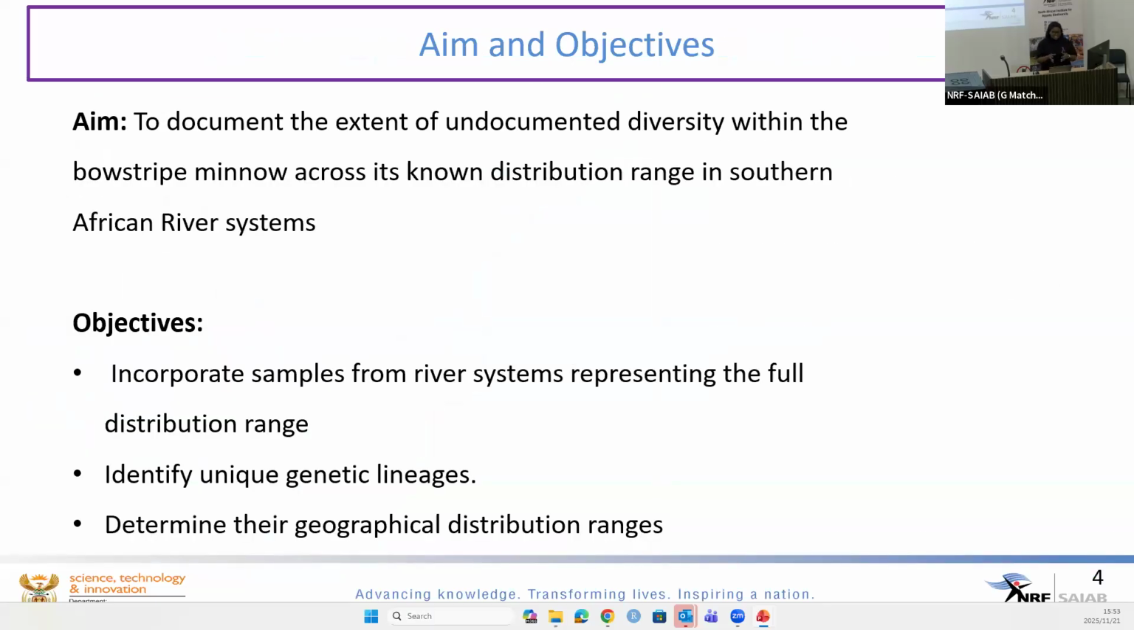So this study builds on previous studies, and it is to document the extent of undocumented diversity within the Bowstripe minnow across its entire distribution range. The objectives are to incorporate samples from river systems representing the full distribution range, identify unique lineages within the species, and determine the geographical distribution range.